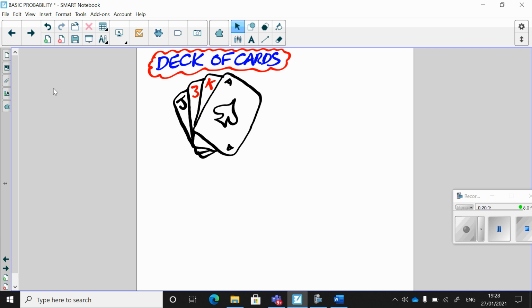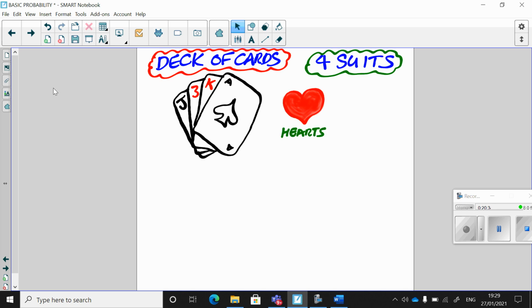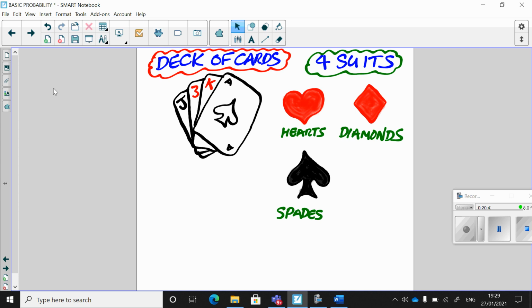So I need to lay out the ground rules for the deck of cards here. The deck of cards has 4 suits or 4 families or 4 types. So here we go. We've got little symbols here. That one's called the hearts. Next one, that's called the diamonds. Next one, apologies for the drawings here. That's called the spades, I think. And the last one, they refer to that as clubs.